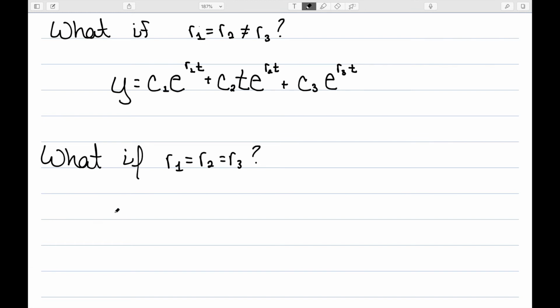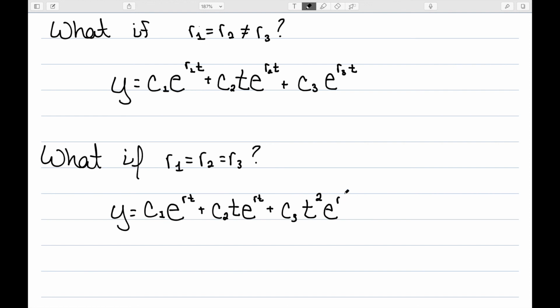What about the case where they're all the same? Well, in this case, I'm just going to call them all r. So I would have c1 e to the rt. c2, I would include the factor of t, since we have it repeated. And c3, since this one is repeated again, this time I'm going to include another factor of t, so t squared e to the rt. And we can see how this idea might extend to higher order differential equations with repeated roots.